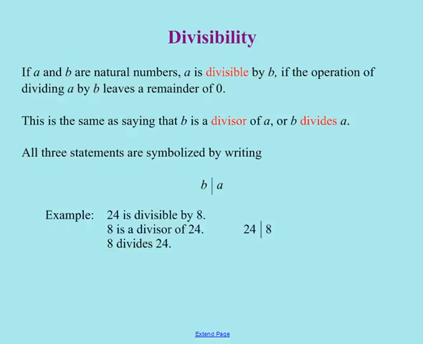Here's an example. 24 is divisible by 8. We can also say 8 is a divisor of 24, or 8 divides 24. And as you can see, we write all three of these statements the same way. Of course, these are true statements because 24 divided by 8 is 3 with no remainder.